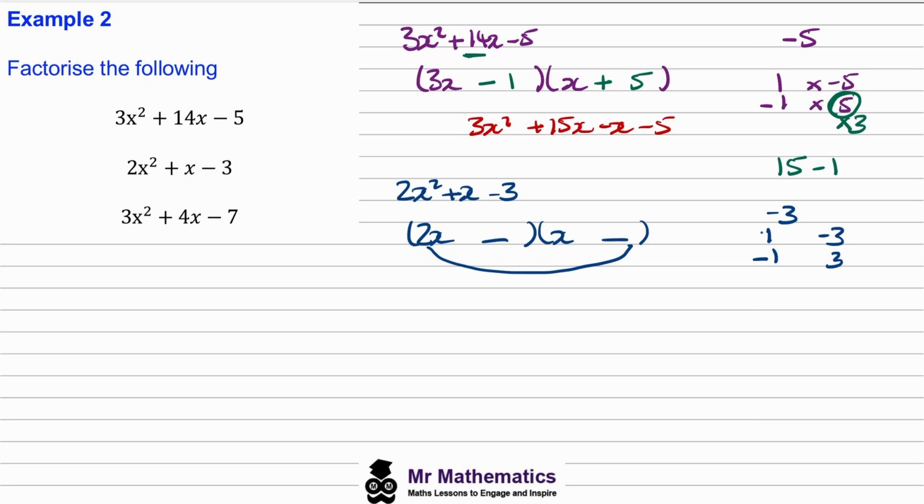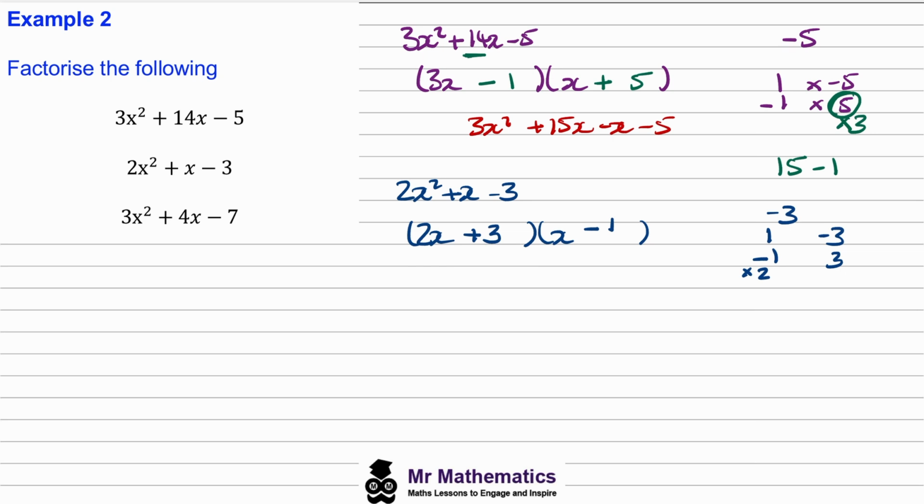If we double this positive 1, then we get 2, and 2 take away 3 will give us negative 1. So that's not going to work. But if we double this negative 1, then we get negative 2 plus 3, that will give us positive 1. So a negative 1 has to go here, and a positive 3 would go there.